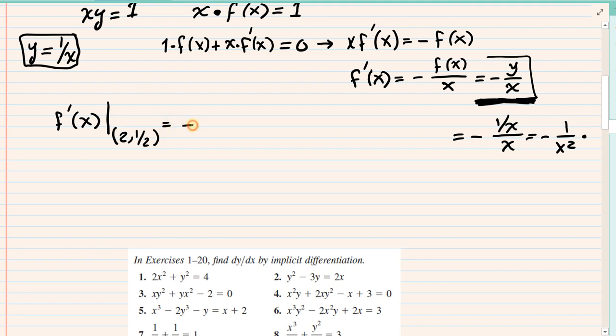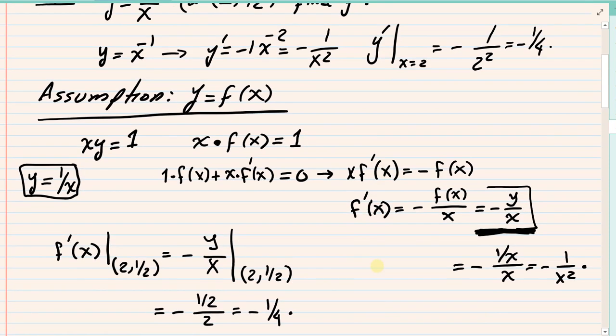So I'm going to use the implicit form, right? Negative y over x evaluated at 2 and 1/2. So that means I'm going to plug in 1/2 for y, 2 for x, and negative half divided by 2 is negative 1/4. Look, we got exactly the same answer that we got earlier. Okay, that's what we had.